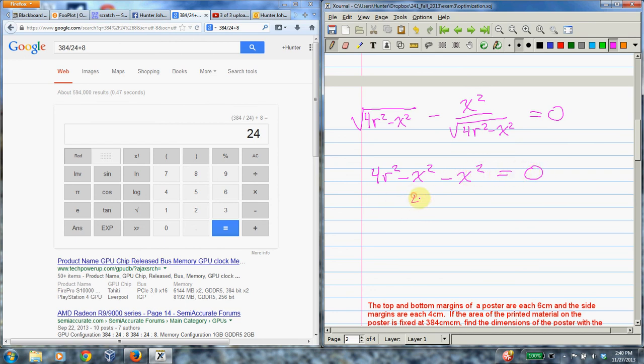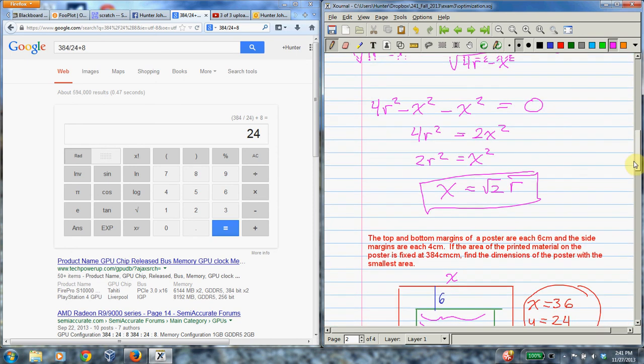And this means that 4r squared is equal to 2x squared, and that means what? You've got 2r squared equals x squared, and so finally x is equal to the square root of 2 times r. Booyah! And then we're almost done.